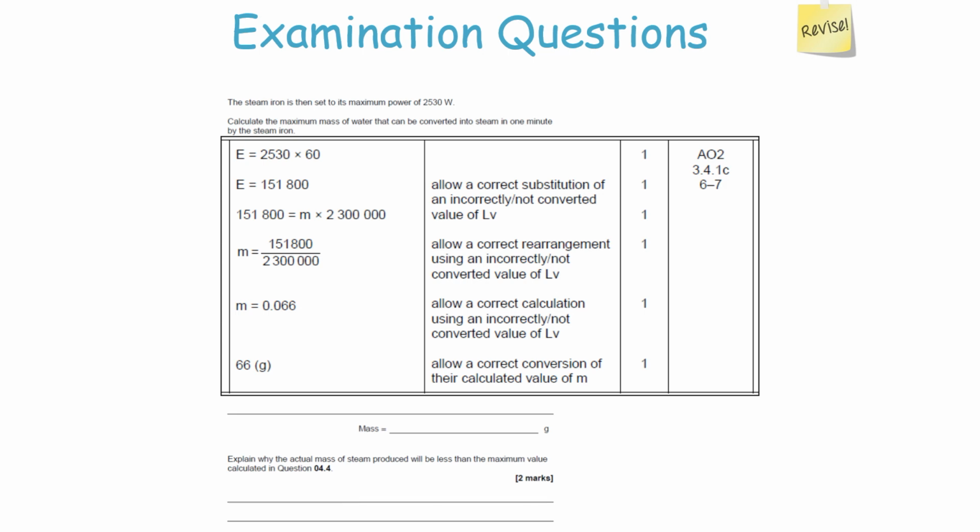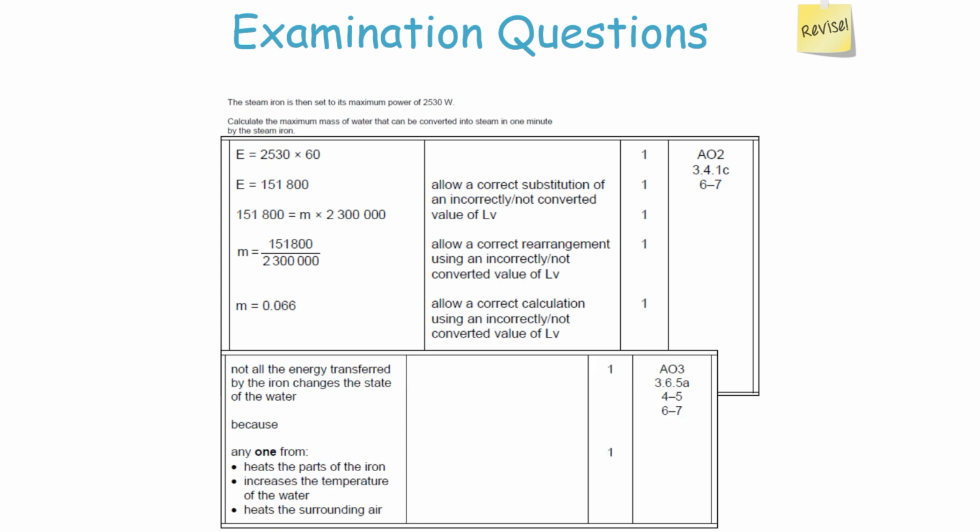151,800 equals mass times by 2,300,000. We then rearrange, make mass the subject, and we get mass is equal to 0.066 kilograms. But the question didn't want the answer in kilograms, it wanted in grams, so then convert it back into grams, so it's 66 grams. Now why will the mass be less than the maximum value calculated?